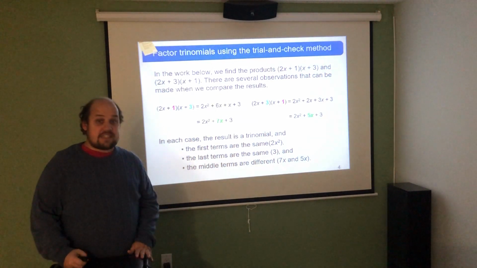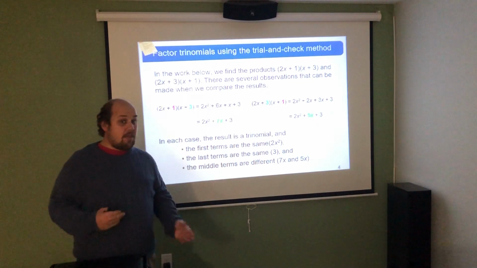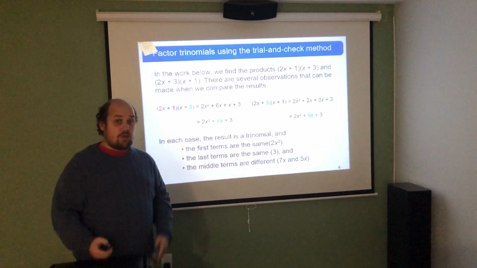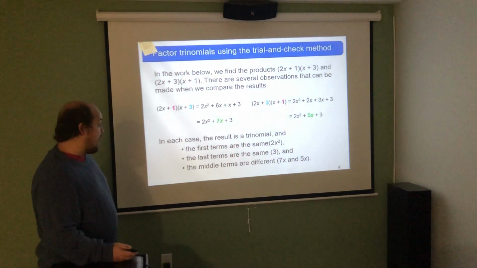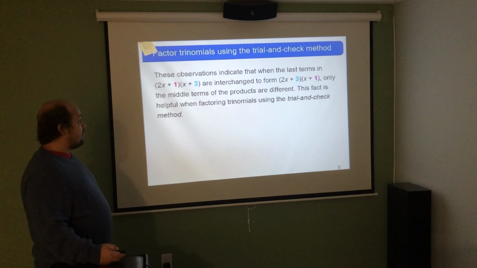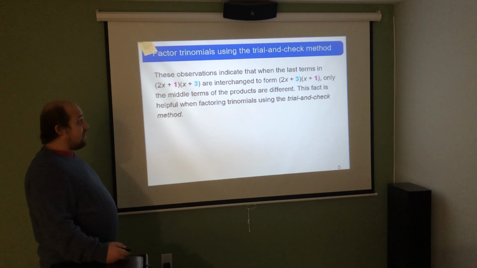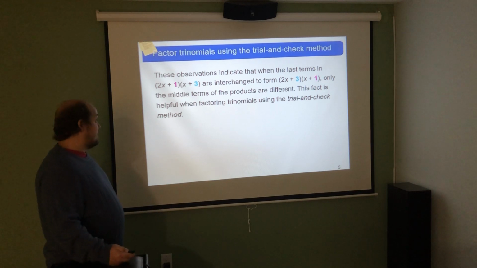which kind of just leads us into the idea that if it's easy enough to see what the first and last thing should multiply to, it might be as easy as checking 2 or 3 different ways it can be arranged to see which one gets you to the proper end product. So in each case, the first terms are the same, the last terms are the same, only the middle terms are different here. So the fact that only the middle terms change might be helpful when doing the trial and check method.